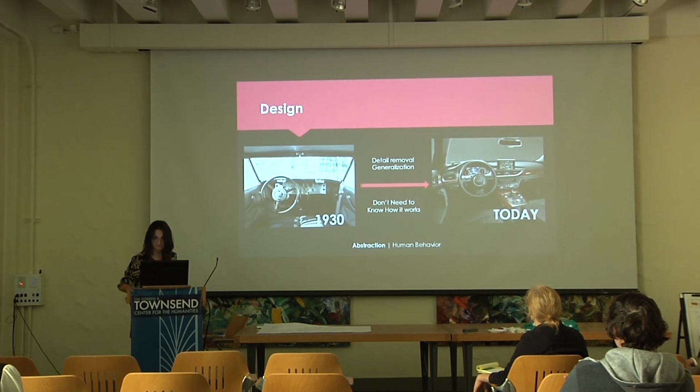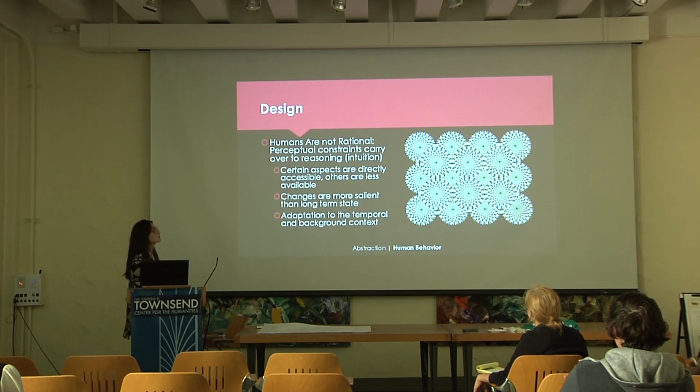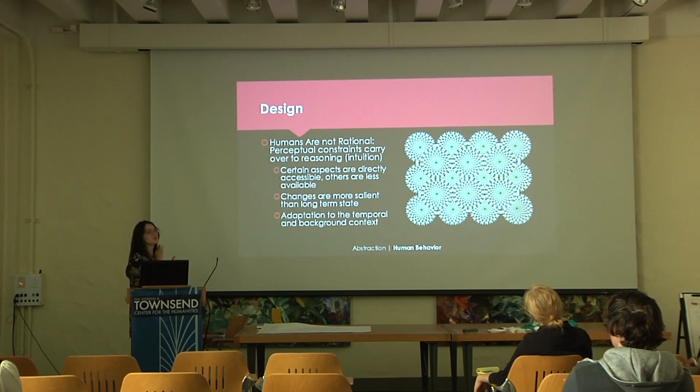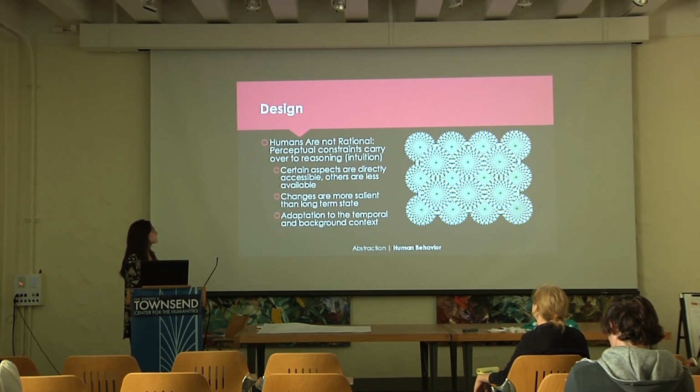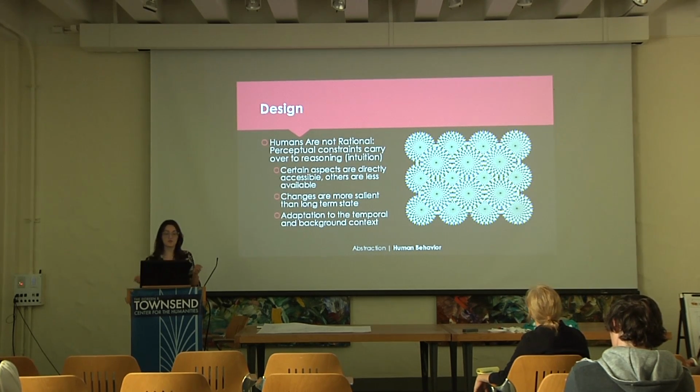So someone from the 1930s could step into a car today and still be able to use it because of abstraction. Another thing to remember in design is that humans are not rational. So because of our perceptual constraints, we always carry our own reasoning over actual logic. A big example of this is looking at the picture over there. I'm not sure if you can tell with the projection, but because of the heuristics that our visual system uses, it looks like the image is actually moving, but logically we know that it's a still image. So it's because of adaptation and our own heuristics that our perception is quite different from actual logical reasoning, and that's something very crucial to keep in mind when you're designing for humans.